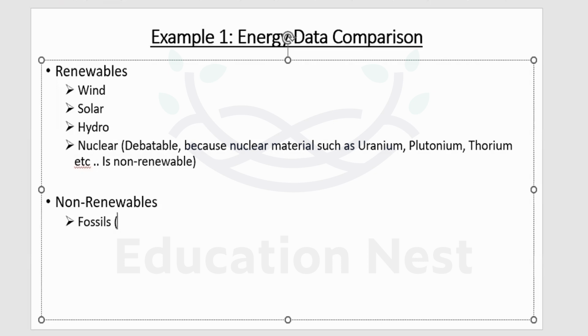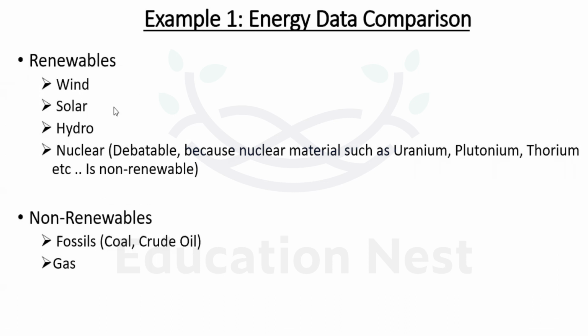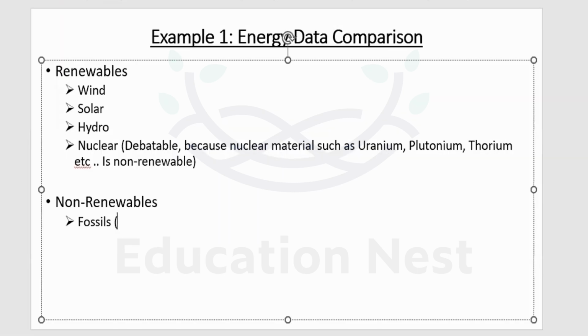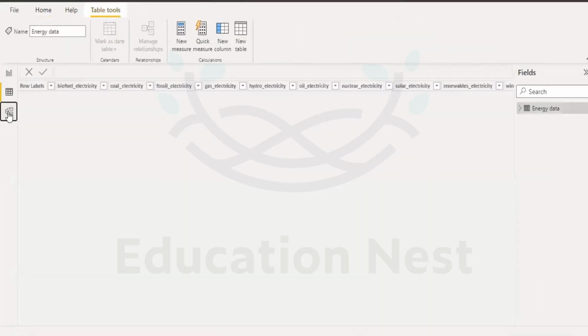When I speak of non-renewables, what does it mean? When I say fossils, it can be coal, it can be crude oil, it can also be gas. And non-renewables, what more do we have? These are the prominent fossil fuels or non-renewable fuels that we have. Typically, I intend to create a report that conducts a comparative study on the electricity generations. So that's your canvas as we had discussed. That's your reports mode, that's your data mode, that's your model mode.